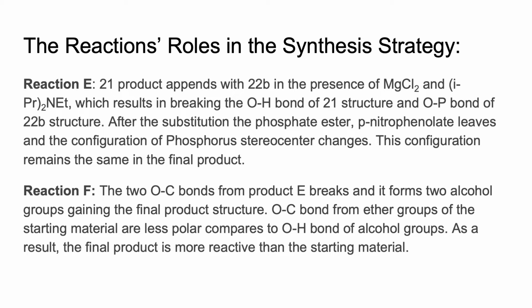We also observe the substitution of phosphate ester in this reaction, which results in the nitrophenolate group leaving and a change in the configuration of the phosphorus stereocenter. So it's like an SN2 reaction. And this configuration will remain the same in the final product even after reaction F. And based on the paper, the step cannot be replaced in the second generation synthesis scheme.